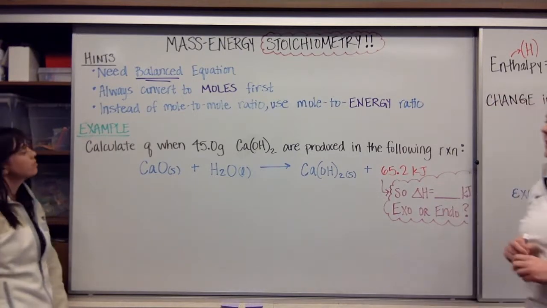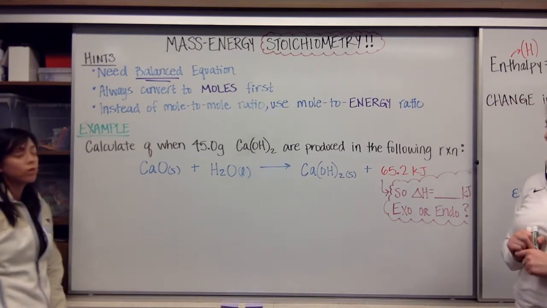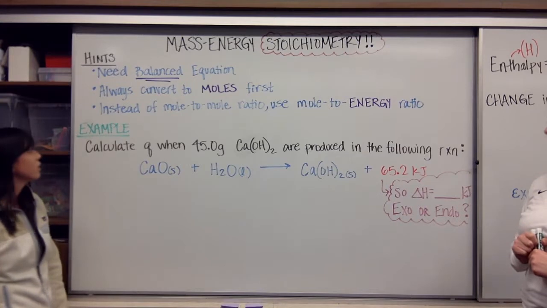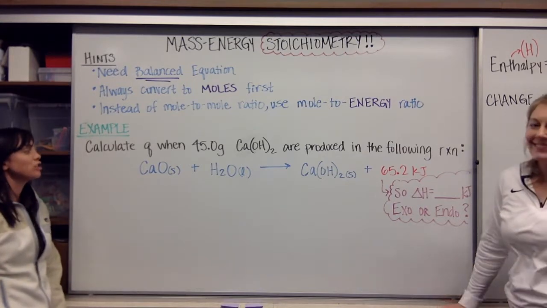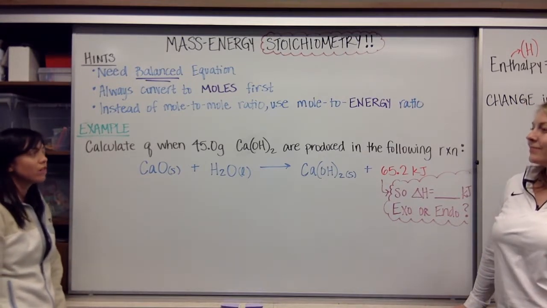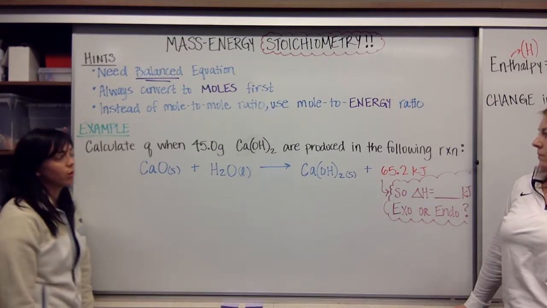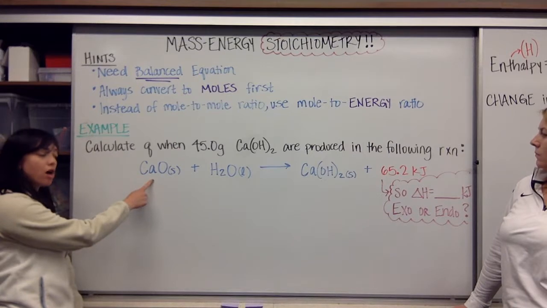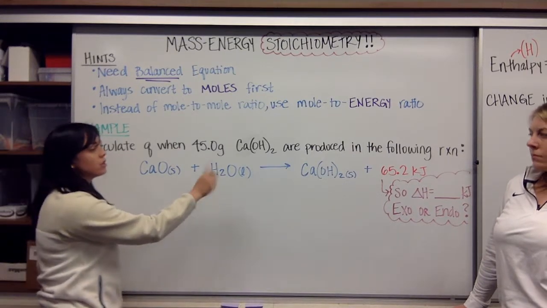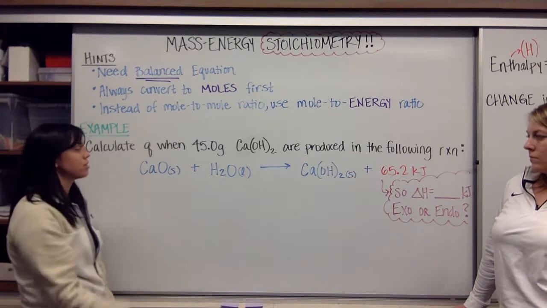All right? So our first and only example, I'm sure you're thankful of that, is to calculate Q when 45.0 grams of calcium hydroxide are produced in the following reaction. And we have calcium oxide reacting with water to form calcium hydroxide, solid calcium hydroxide.